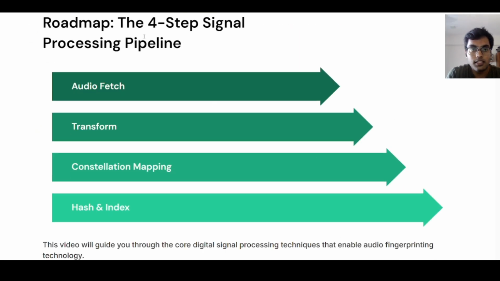This process is a four-step pipeline. Means there are four steps in this audio fingerprinting processing. The first step is audio fetch. We'll be fetching the audio from the microphone. Second, we'll be taking that audio signal and performing short time Fourier transform on that signal. The third one is constellation mapping. I'll be explaining all these things in detail. And the fourth and last step is hashing and indexing.